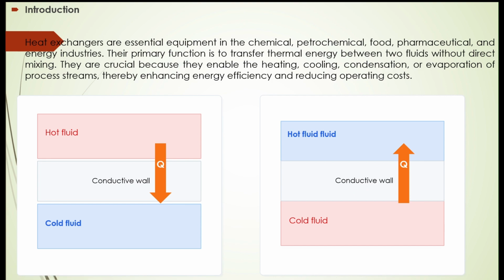Introduction. Heat exchangers are essential equipment in chemical and industrial processes. They transfer thermal energy between two fluids without mixing them, helping to heat, cool, condense, or evaporate process streams. They are important because they improve energy efficiency and reduce operation costs.